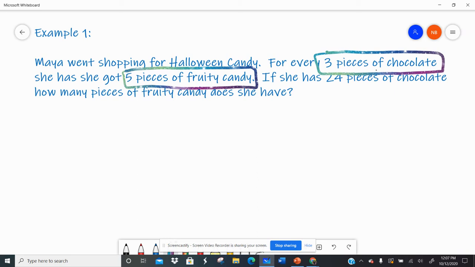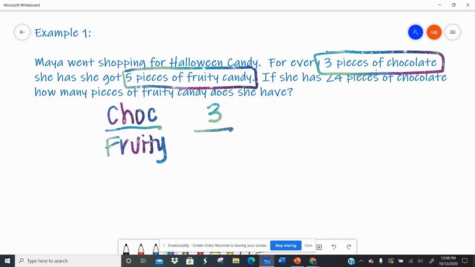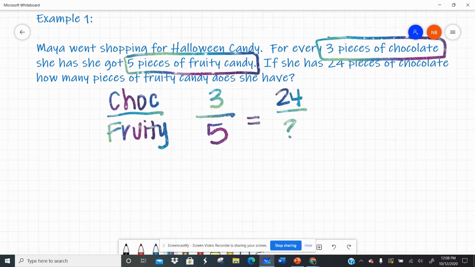So we're going to make a little key for ourselves. We have chocolate over fruity candy. I'm just going to put chocolate over fruity. So for every 3 pieces of chocolate, she has 5 pieces of fruity candy. So if she has 24 pieces of chocolate, how much fruity candy does she have?